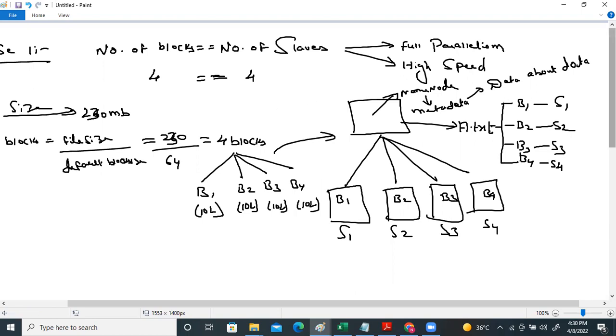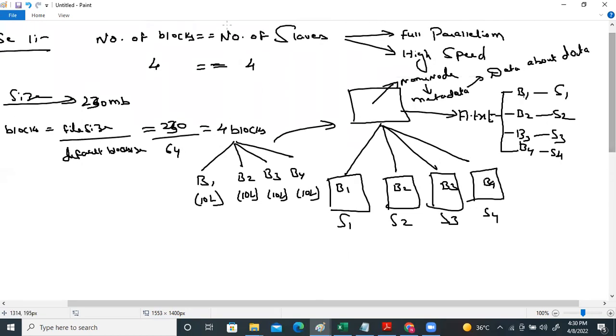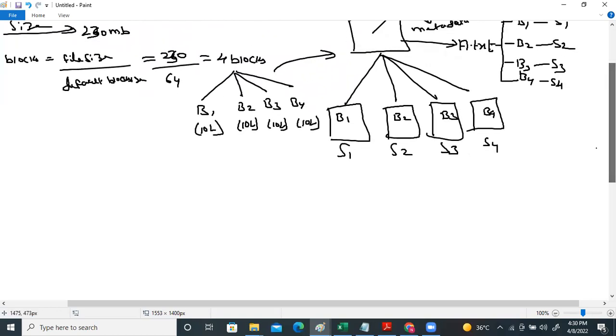So this is how data is stored, how the file is divided into blocks depending upon the file size and the default block size, the number of blocks, and how the blocks are distributed across the slaves. This is case one, where the number of blocks and the number of slaves are equal. Okay, now see this.